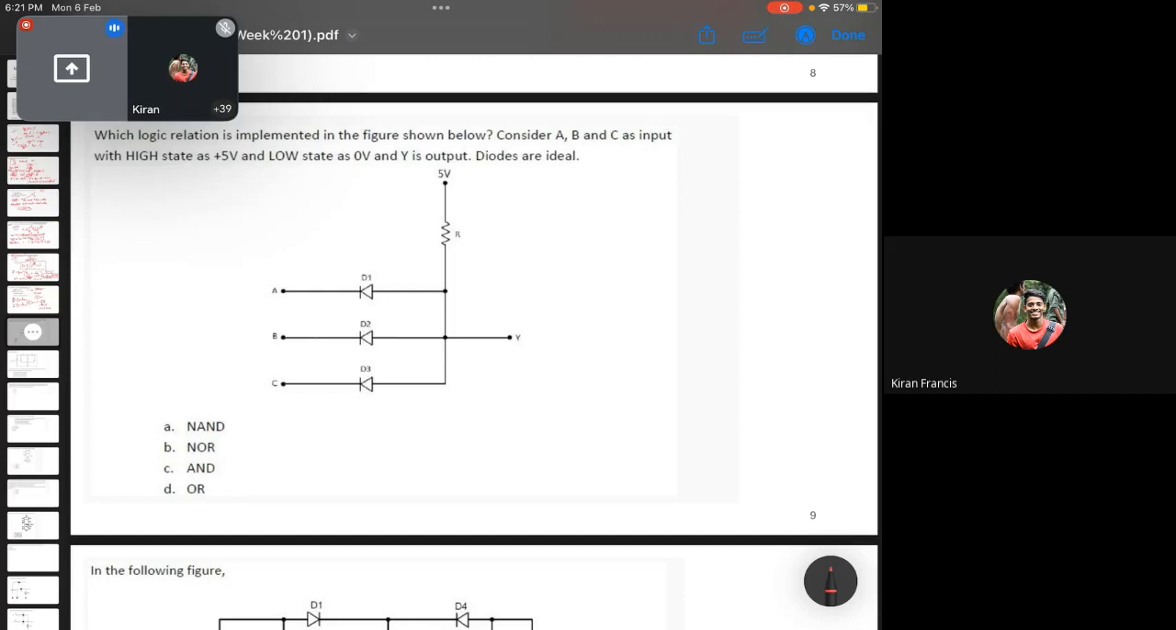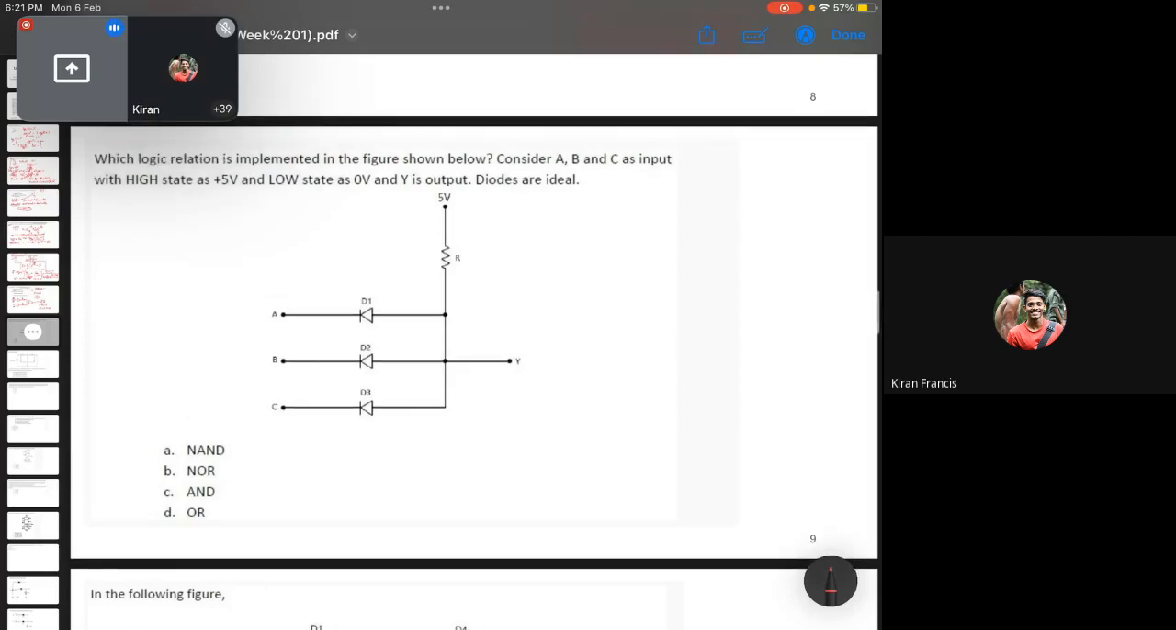Okay, I'll proceed. So again, this is one of the basic circuit questions that we will do. The question says: which logic relation is implemented in the figure shown below? Consider A, B, C as the input with high state as 5 volt and low state as 0 volt, and Y is the output. So we'll consider a few cases to make this question work.